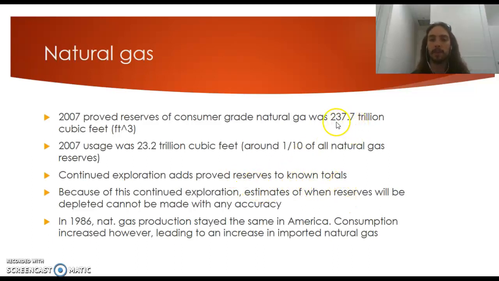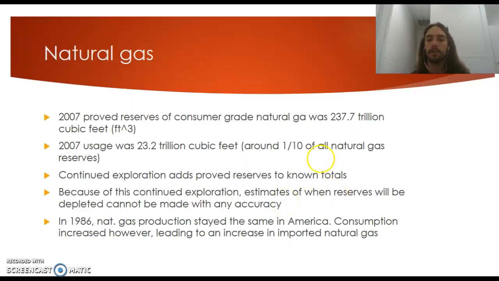But the thing that we want to look at here with this 237.7 trillion proved reserves that we have, 2007 usage was 23.2 trillion cubic feet. So that's around a tenth of all of our natural gas reserves. So in 1 year, we got rid of a tenth of the reserves. That's insane. So we do continue to explore and try and find other avenues for natural gas. And because of this continued exploration, estimates of when reserves will be depleted can't be made with any accuracy because we continue to find reserves.